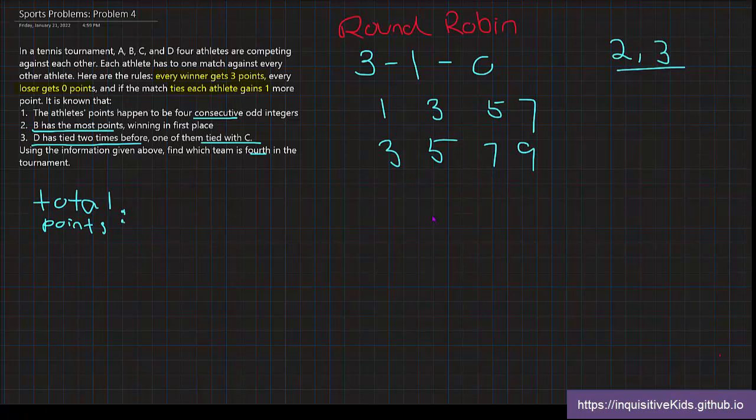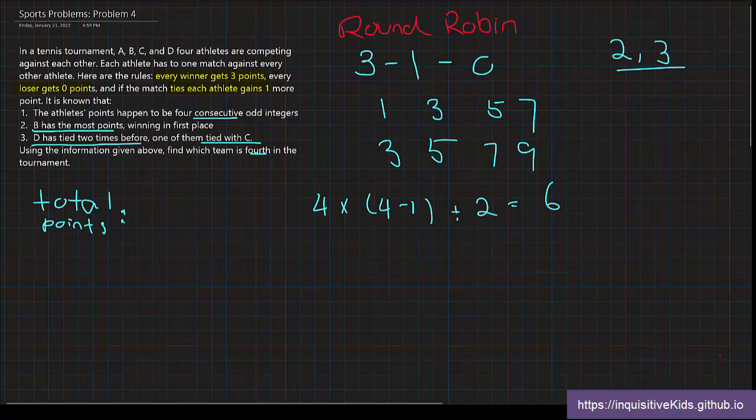And how many games will there be if there are 4 different athletes? That's right, we do 4 times 4 minus 1, divided by 2, which gives us 6. So there are 6 games. Now, even if we don't know the exact number of total points, we can find a range. Say if every single game was a tie, then the total number of points would be 2 times 6, which equals 12.